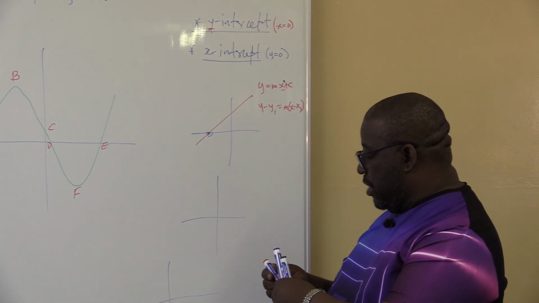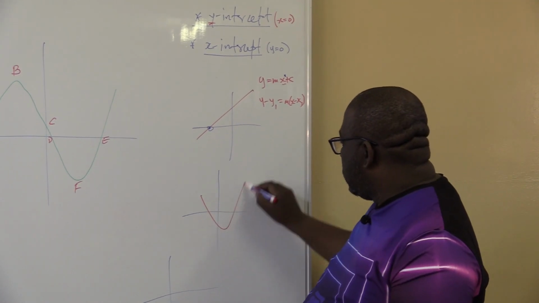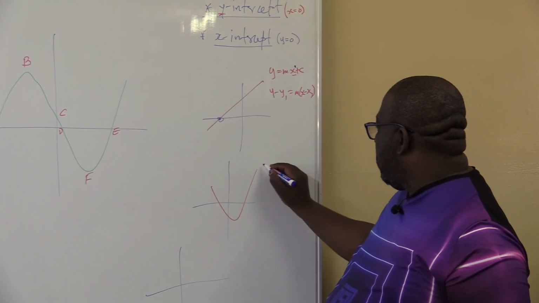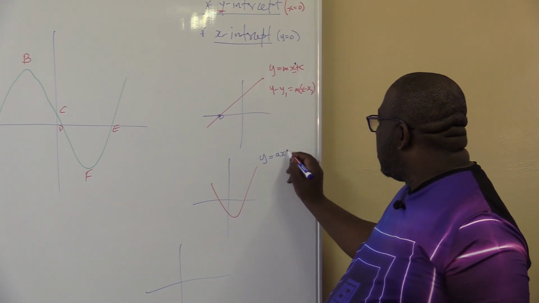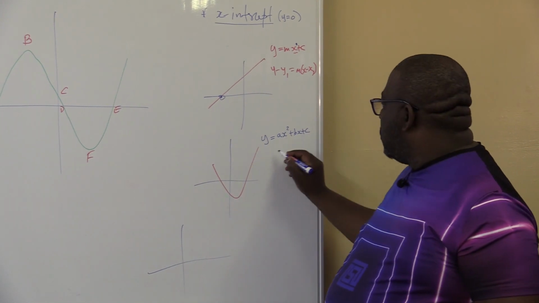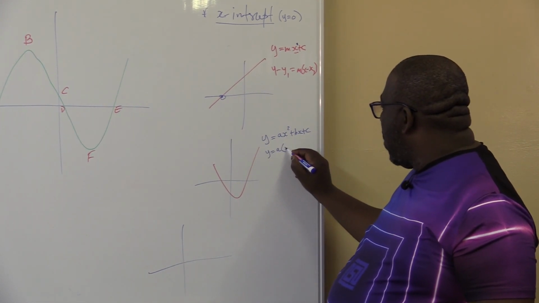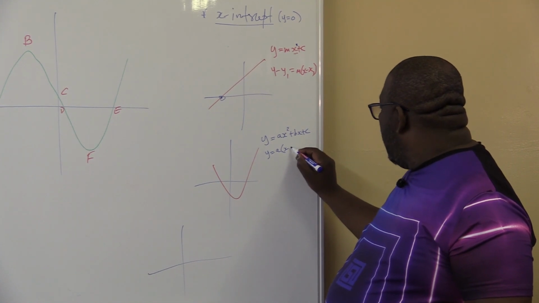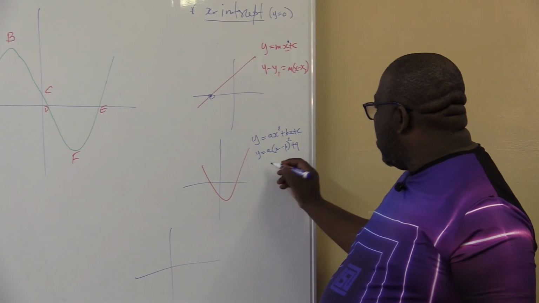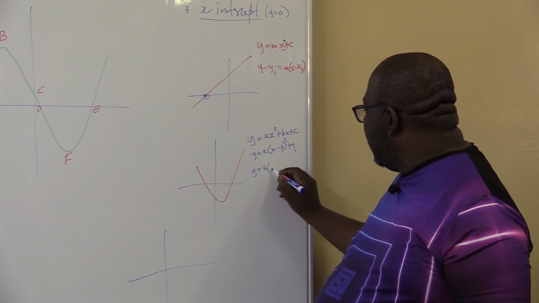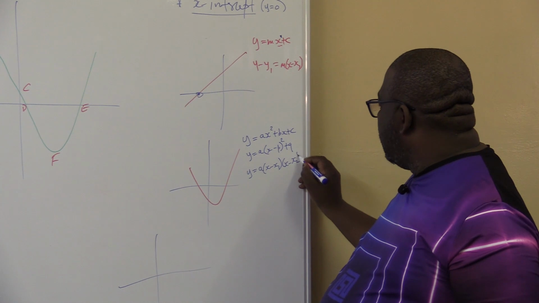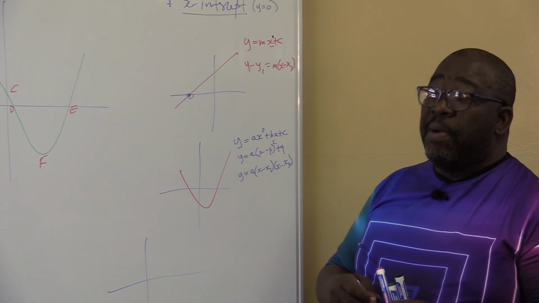Let's have another graph here. What type of graph is that? It's the parabola. What is the general equation of the parabola? It is y is equal to ax squared plus bx plus c. What is the other equation? It is y is equal to a into (x minus p) all squared plus q. What is the other one? It is y is equal to a into (x minus x1) into (x minus x2). This is the equation of the parabola.